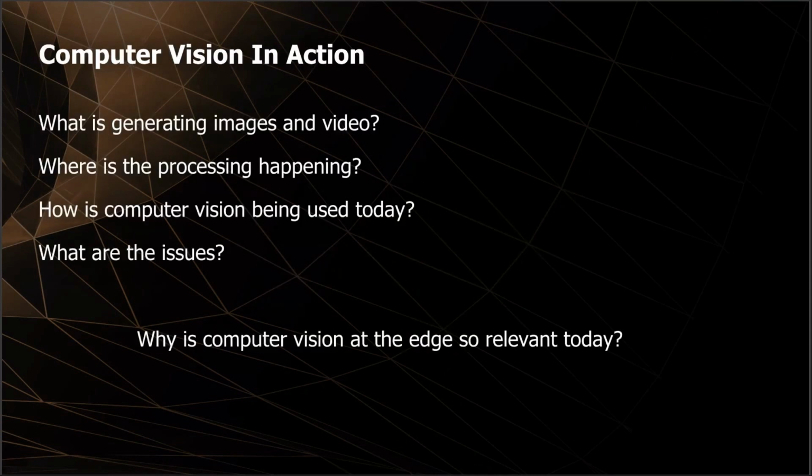And so that brings us up to modern day computer vision. The stage is set, and we can ask important questions like, in computer vision, what's generating these images and video? Where's the processing happening? How's it being used today? And if there's any issues, what are the issues and barriers? So why is computer vision so relevant today?